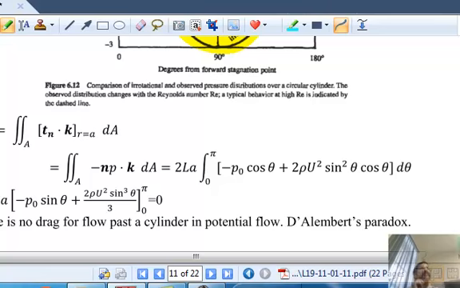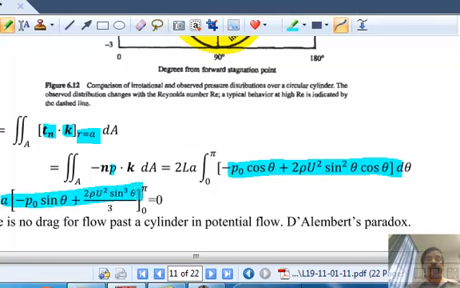And how do I calculate the force? I calculate the force the same way as before. The stress dotted with k, in the direction of the velocity field U, evaluated at r equal to a on the surface of the cylinder. But Tn here, the stress, is nothing but pressure because there is no shear. It's simply minus n p dot k. But I have already found out what P is.